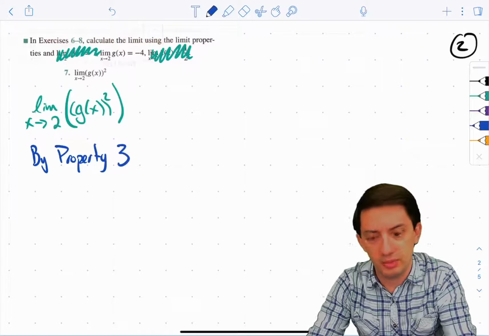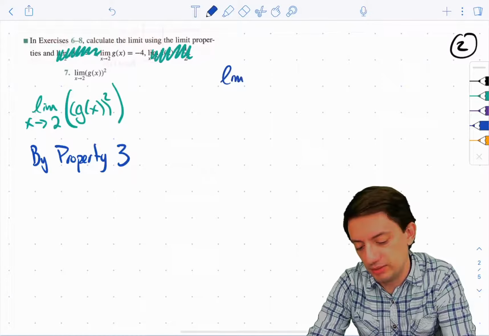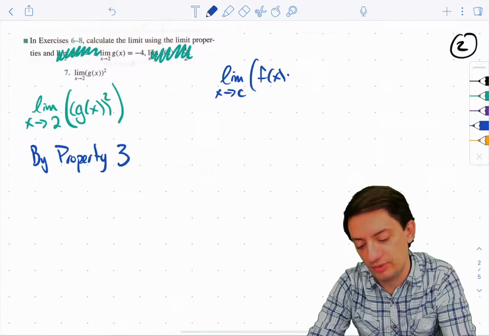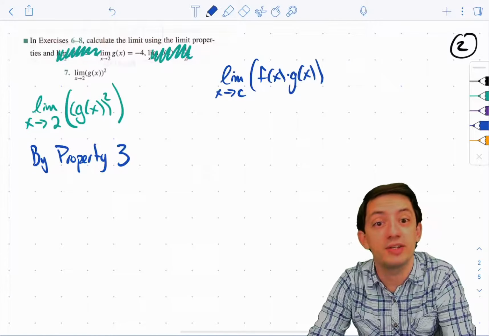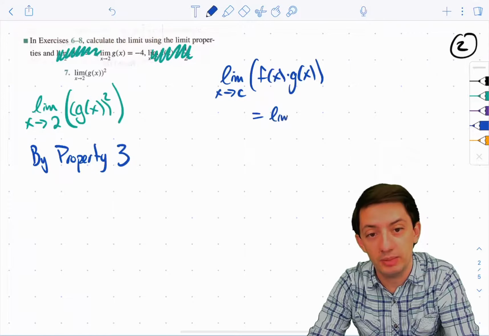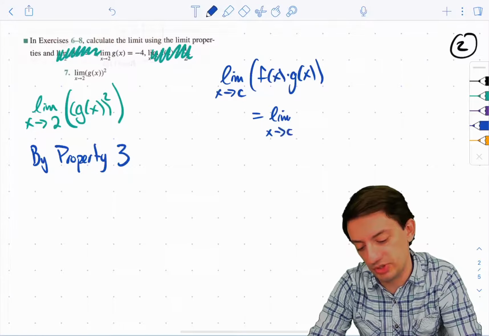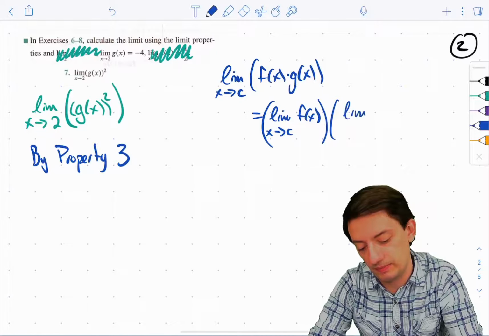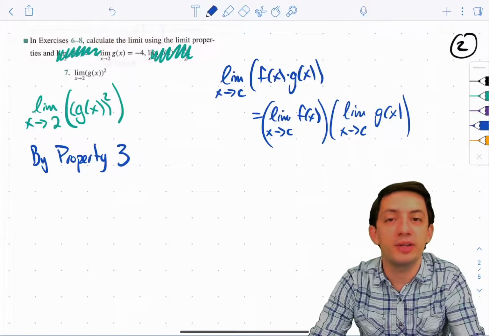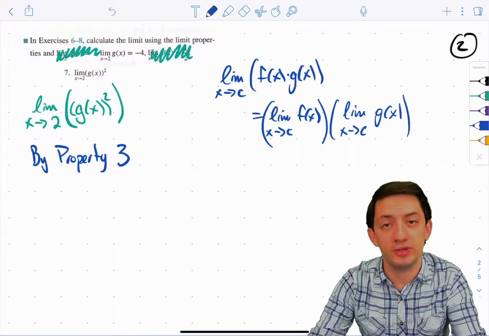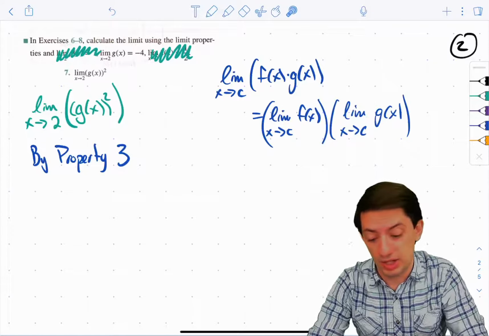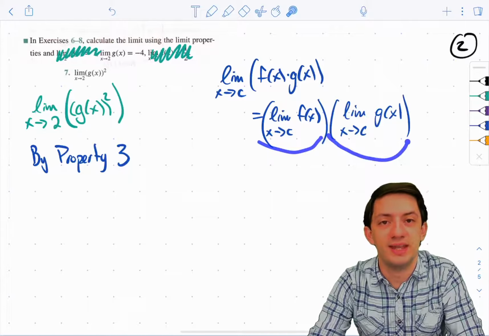That told us, let me remind you, that the limit as x approaches some number c of f times g, so the product of any 2 functions, is equal to the limit as x approaches c of f times the limit as x approaches c of g. So if I have a limit of a product, and I know the individual limits, I can split it apart like this. Now, this required knowing ahead of time that these 2 limits exist and are finite.